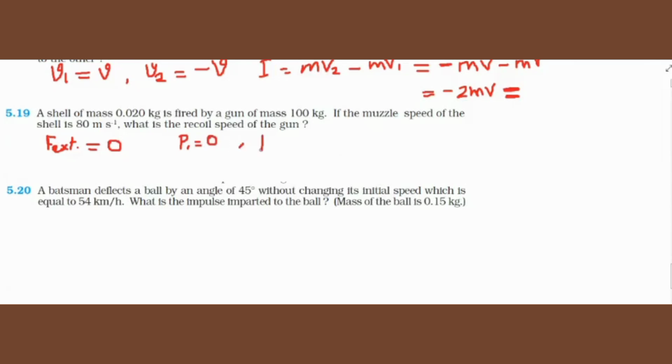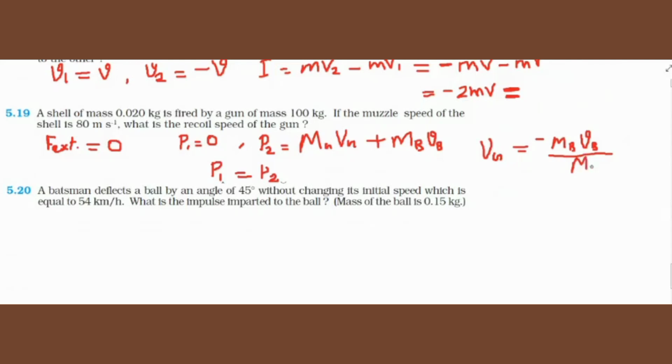Initially, both gun and bullet are at rest. P1 is equal to 0. Now, final momentum P2 is equal to, we can take like this, mg vg plus mb vb, gun and bullet. Okay. Now apply conservation of momentum. P1 is equal to P2. And find the recoil velocity of the gun VG. VG is equal to, you will get a minus MB, mass of the bullet, into muzzle speed of the bullet. Muzzle speed means the initial velocity given by the gun to the bullet. Okay, divided by MG, mass of the gun, will give you the answer.